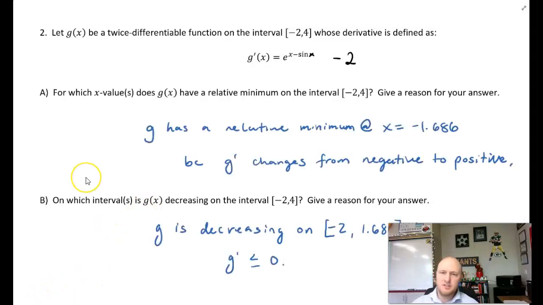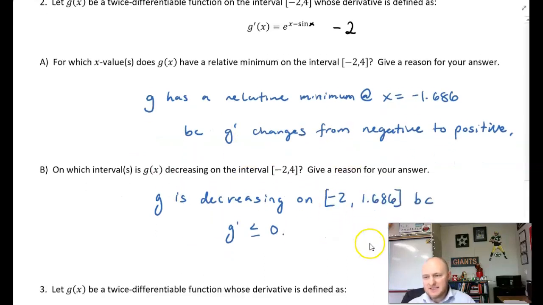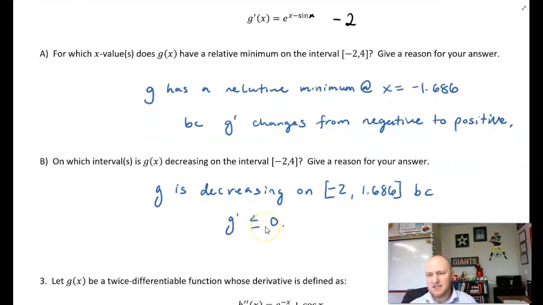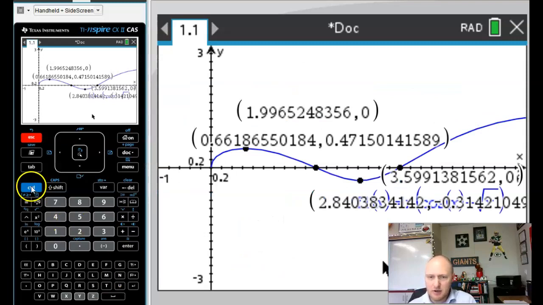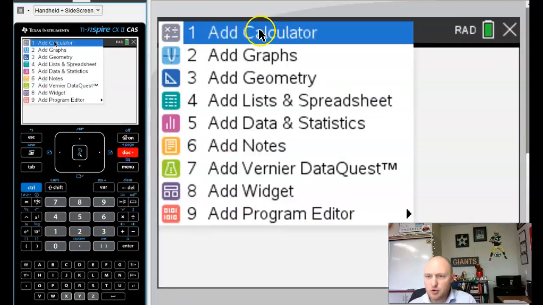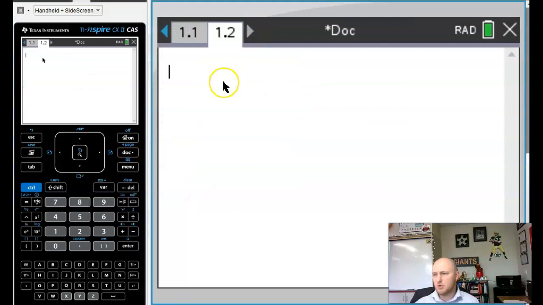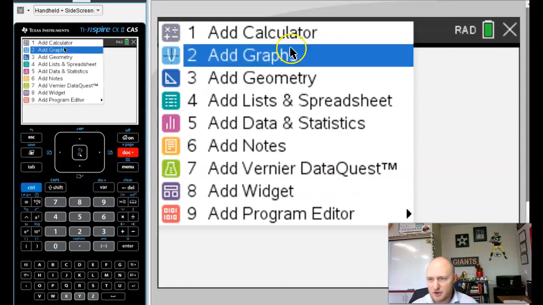All right, here are the solutions to example number 2. G has a relative minimum at x equals 1.686 because g prime changes from negative to positive. And g of x is decreasing on the interval -2 to 1.686 because g prime is less than or equal to 0. Now, how we determined this, again, was we used our calculator. We went ahead and opened up a new calculator. As soon as you switch problems or you're starting to get too cluttered on the graph, I recommend opening up a new graph.